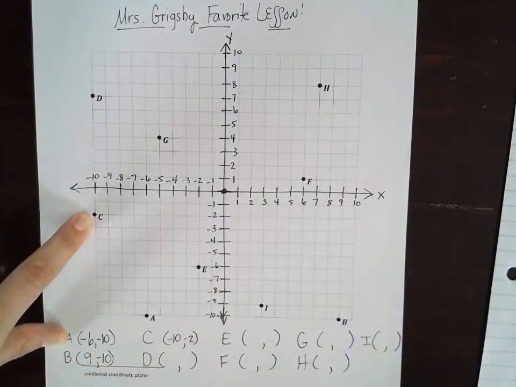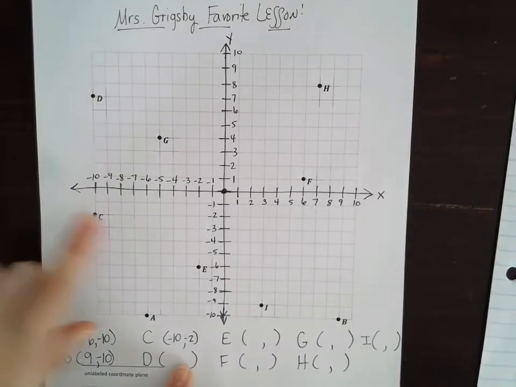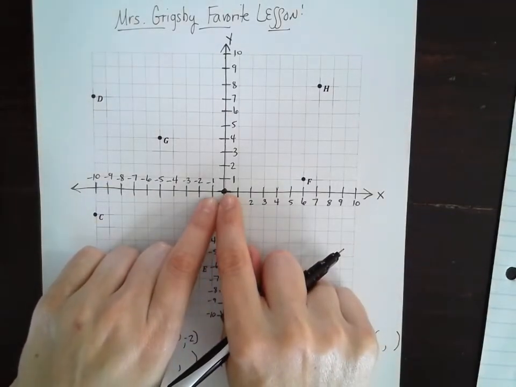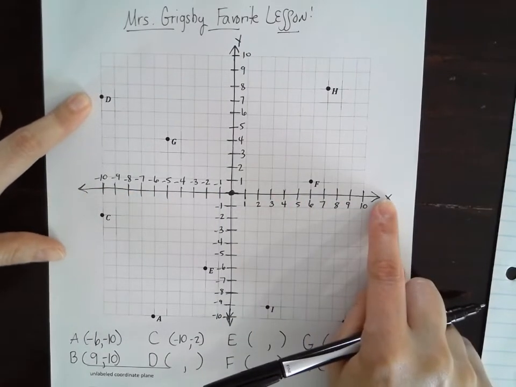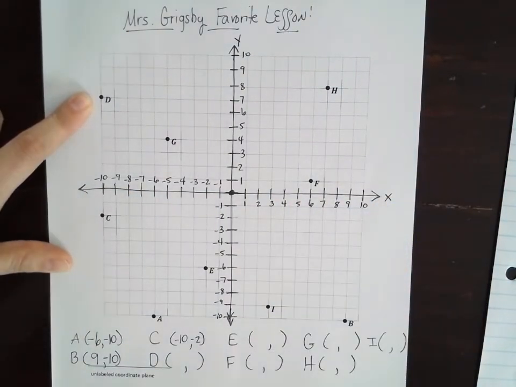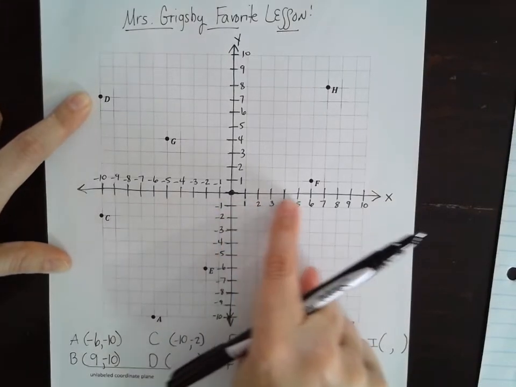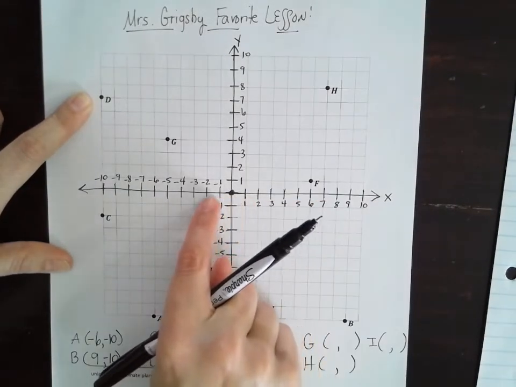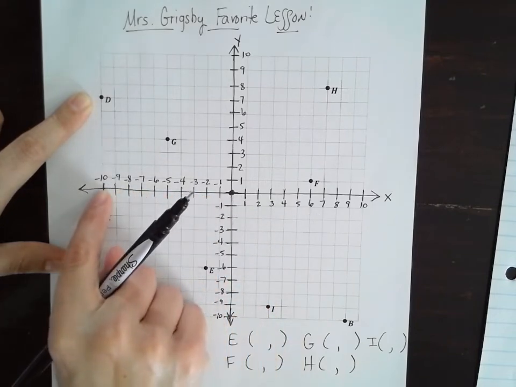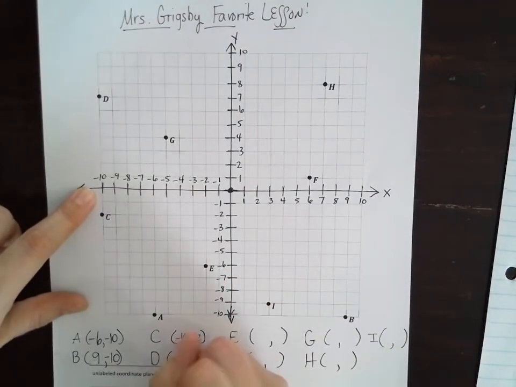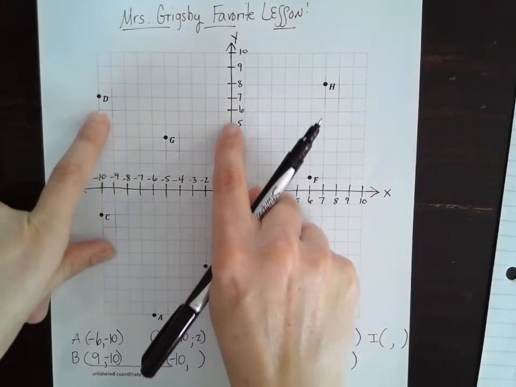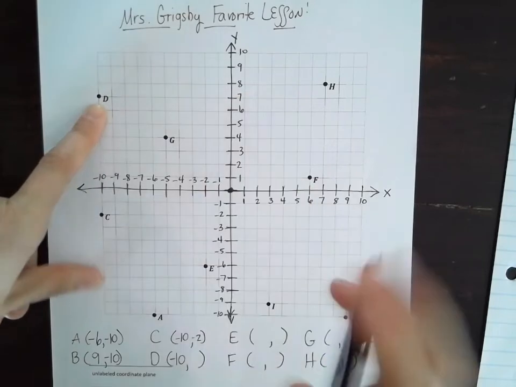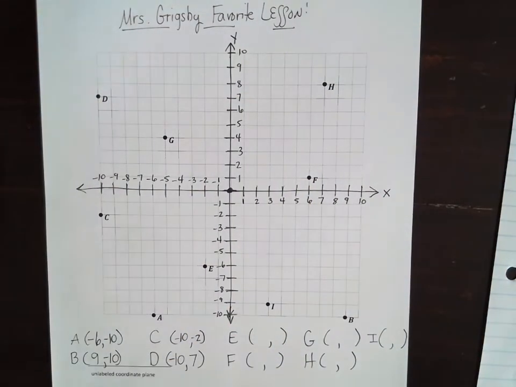All right, for point D, always starting on the origin, traveling on the X first. Apologize for saying letter D. Let me be very specific: not letter D, point D. Okay, so I'm traveling on the X, and I have to go over this way because D is all the way over here. So D is at -10. And then I'm traveling up the y-axis all the way to +7. So D is -10, 7.